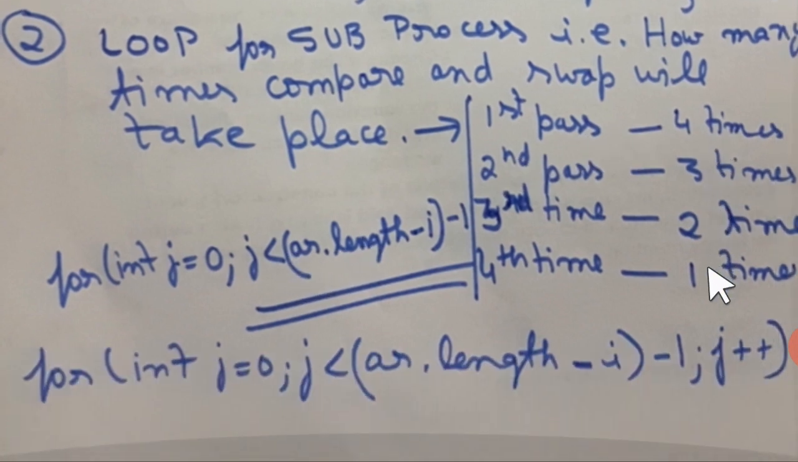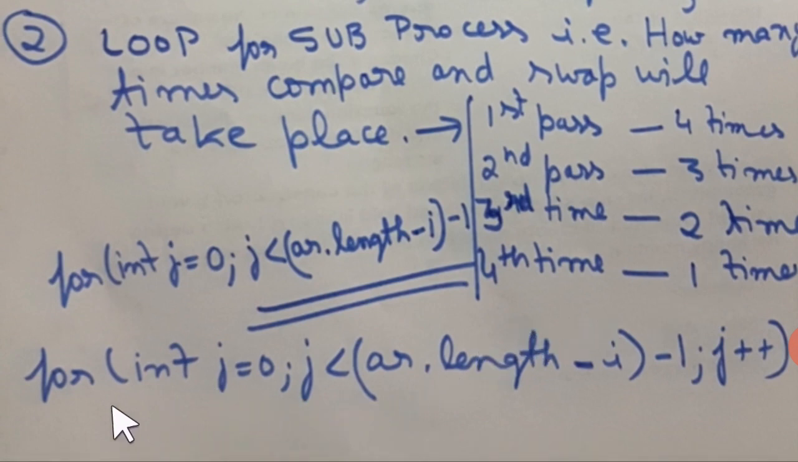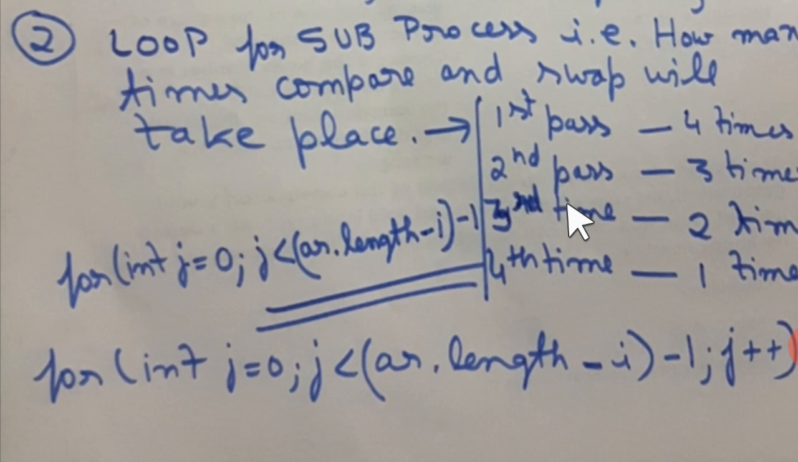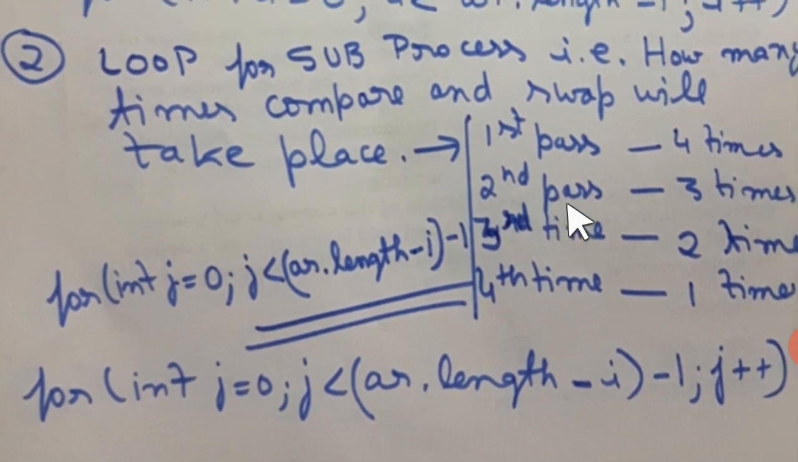And now I'm showing you the complete loop: for int j equal to 0, j less than ar dot length minus i minus 1. Don't forget this. Many books have given this loop, and the loop for the pass, wrong. Somewhere they have just written ar dot length and not mentioned minus 1. So please take care of all these things. Whatever code is given here is the proper code. After that, students, we have j plus plus, because we have to increase j by 1.